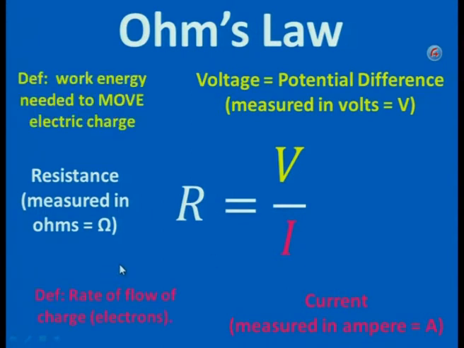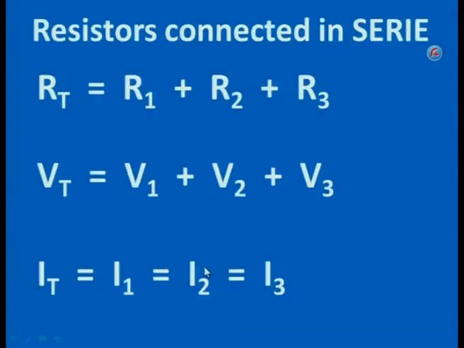Let's look at some definitions. The definition of voltage is the work or energy needed to move electric charge. And then the definition for current is the rate of flow of charge or electrons. You can earn extra marks if you study your definitions.